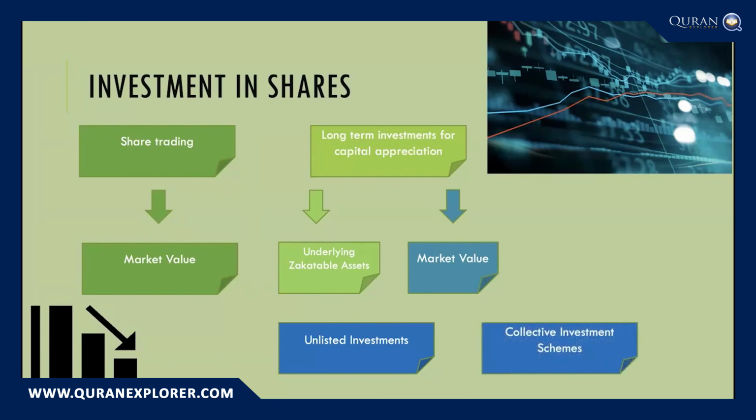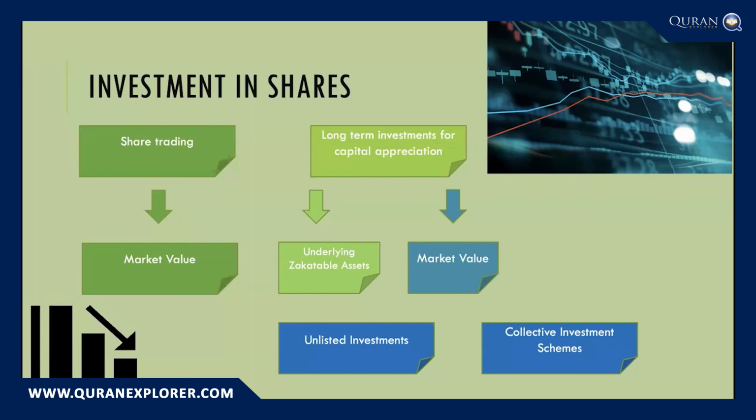The same would apply to collective investment schemes or unit trusts as we know them in South Africa. Here again, it's a basket of shares that one has invested in. If the fund manager is able to look at the underlying assets of each investment, and sometimes there can be 100 or 200 investments in there, that would be the most accurate way of obtaining the zakat value. But if that's not possible, then the market value of the collective investment scheme or the unit trust on the zakat valuation date, or as close to the zakat valuation date as possible, should be used for the valuation for zakat purposes.